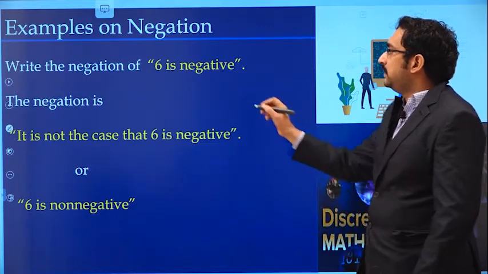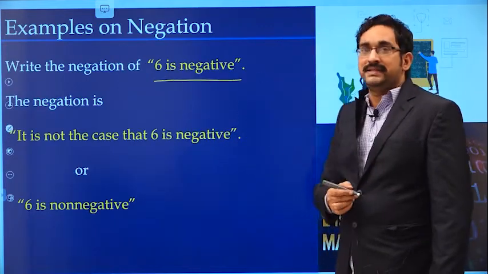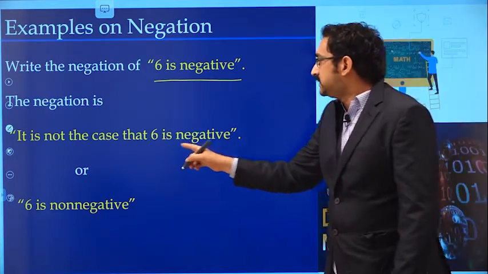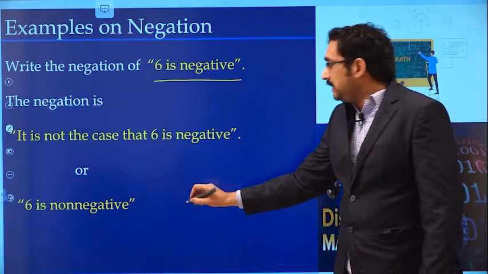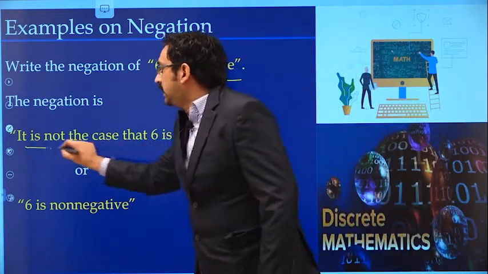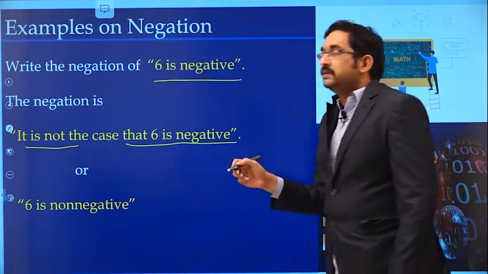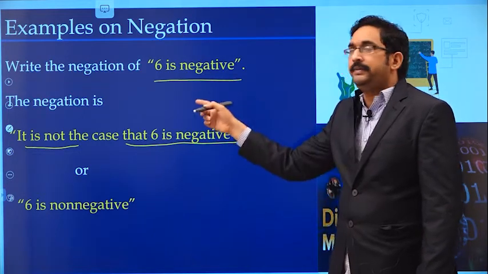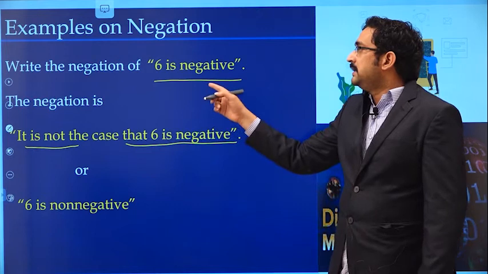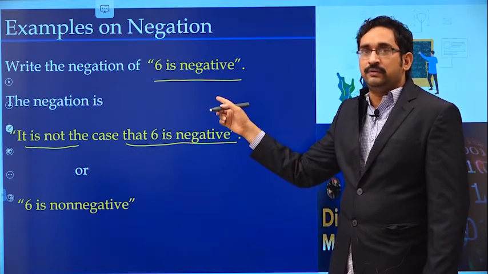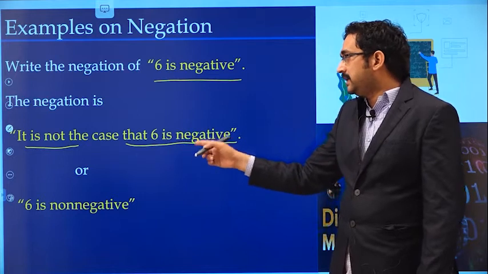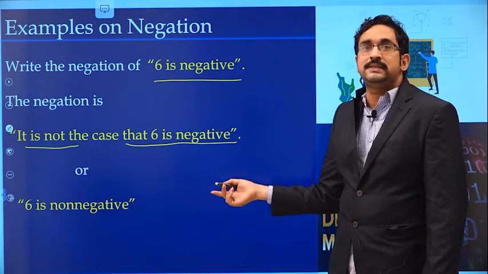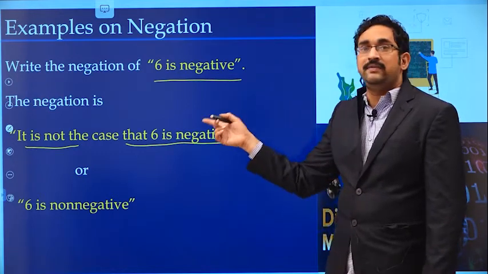See one more example. Given statement is 6 is negative. We have to find the negation. So we can write in two ways. One is 6 is non-negative. Otherwise, it is not the case that 6 is negative. When we are using the notation it is not the case, after that the given statement should be written as it is. That's why negation of the statement 6 is negative can be expressed as it is not the case that 6 is negative or 6 is non-negative. In both ways we can represent the negation of the given statement.